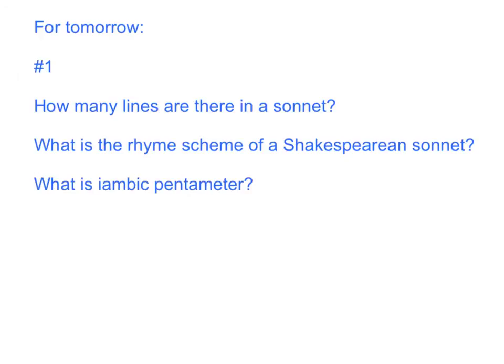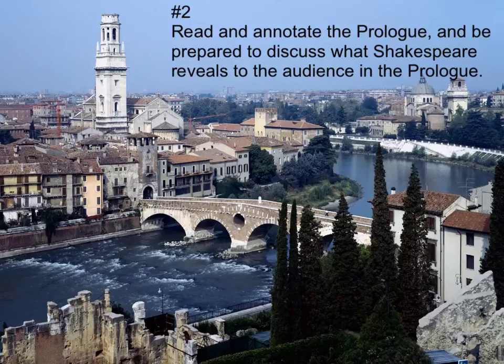Two things for tomorrow's class. First, answer the following questions. How many lines are there in a sonnet? What is the rhyme scheme of a Shakespearean sonnet? And what is iambic pentameter? Second, read and annotate the prologue and be prepared to discuss what Shakespeare reveals to the audience in the prologue.